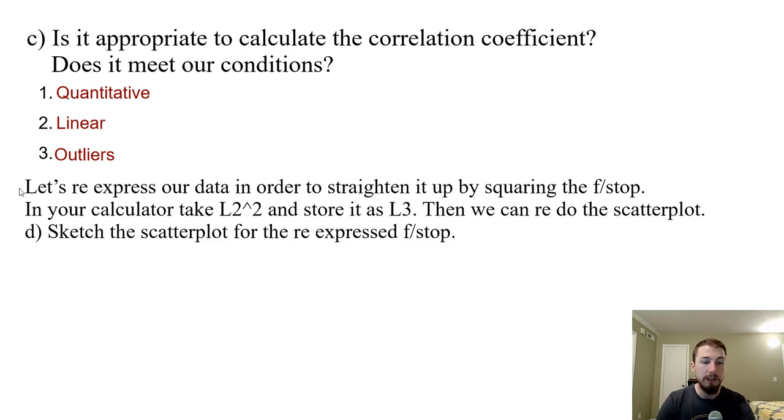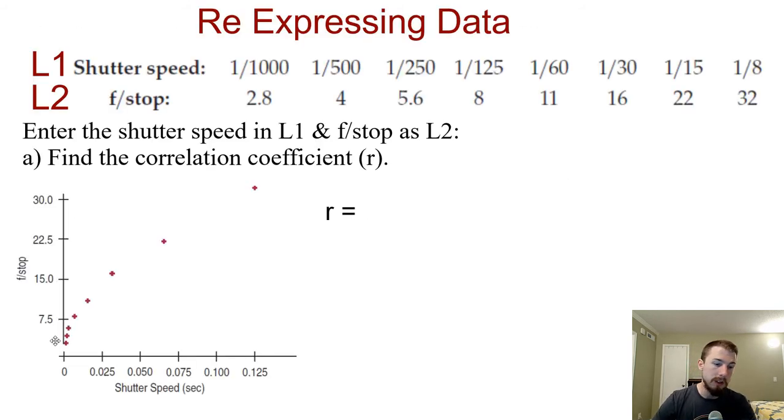All right, so now let's re-express our data in order to straighten it up by squaring the f-stop. If we look back at our data here, you might notice that these values are kind of following a square root curve. So if we square our response variable, the f-stop, the values that are close are still going to be close, and the values that are even higher are going to be pushed even higher, right? Because when you square something, the bigger values get even bigger, and the smaller values don't change as much as the bigger ones do.